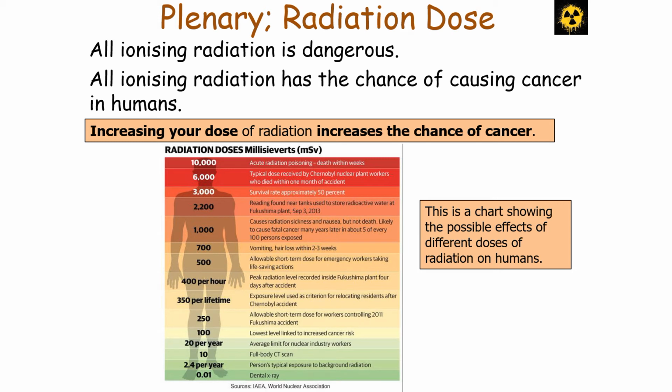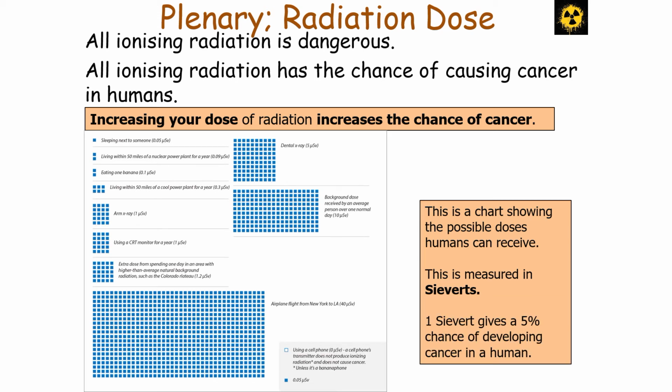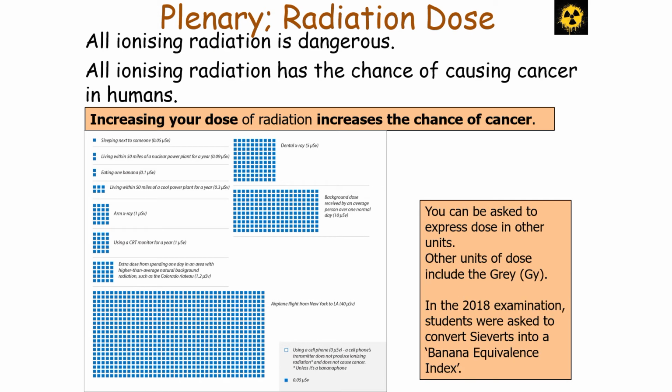Now, increasing your dose of radiation increases your chance of cancer. So we can look at the possible doses a human can receive, which is measured in sieverts. Like mentioned before, 1 sievert gives a 5% chance of developing cancer in a human. Now, you could be asked to express dose in other units. Other units of dose include the Gray, and even in the 2018 physics examination, students were asked to convert sieverts into what we call the banana equivalence index.